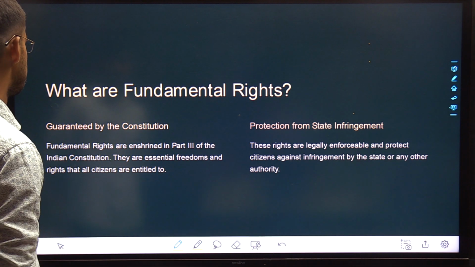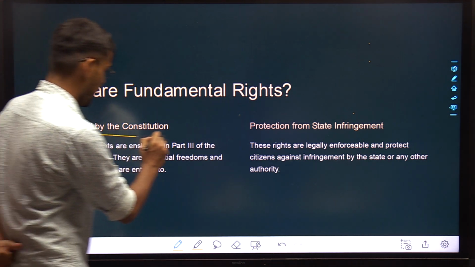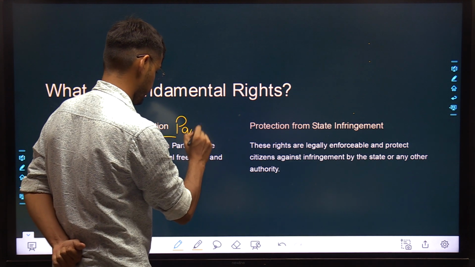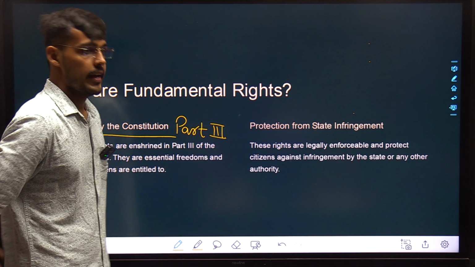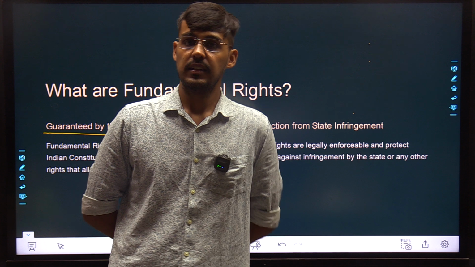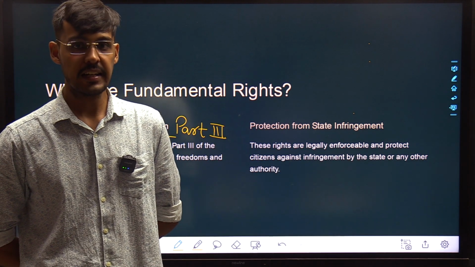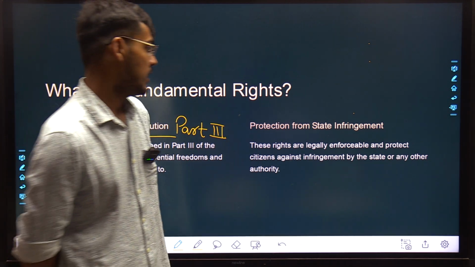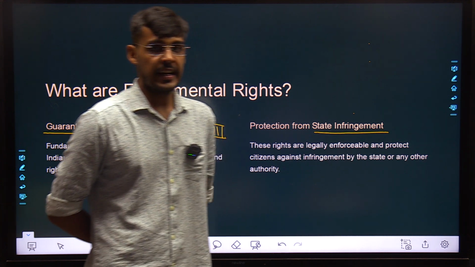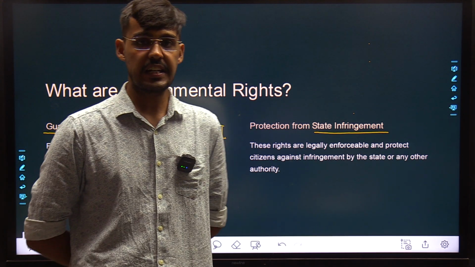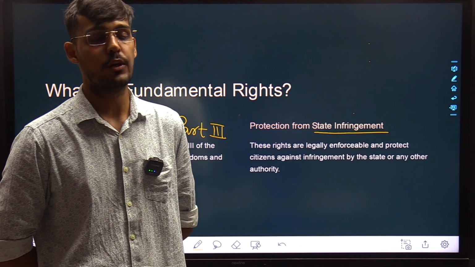The fundamental rights are guaranteed by the Constitution. They are mentioned in part 3 of the Constitution. The fundamental rights given to the citizen are a protection against the government's infringement, state infringement. This means that the government cannot violate your fundamental rights which are given in the Constitution.